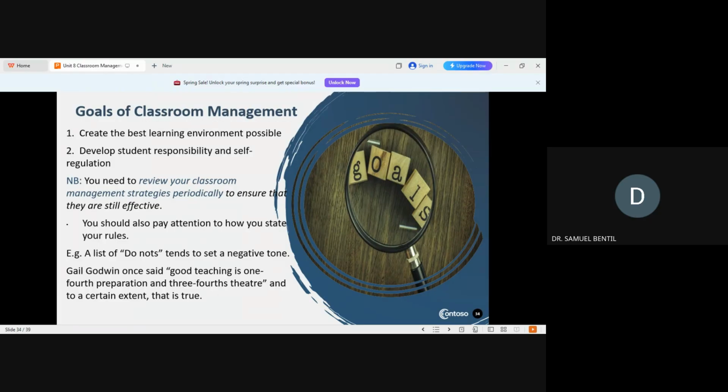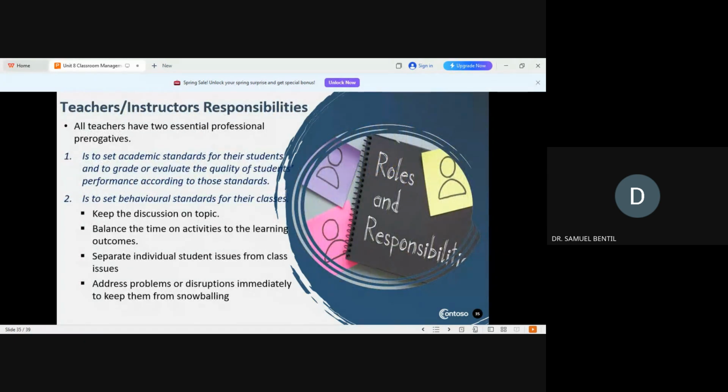So Godwin once said, good teaching is one quarter preparation and three quarters theater. Yes, the greater part of all the activities, what happens in the classroom, including classroom management. And these are very, very important areas that teachers must bear in mind. That's why you need to plan thoroughly and make sure that your classrooms are very well handled.